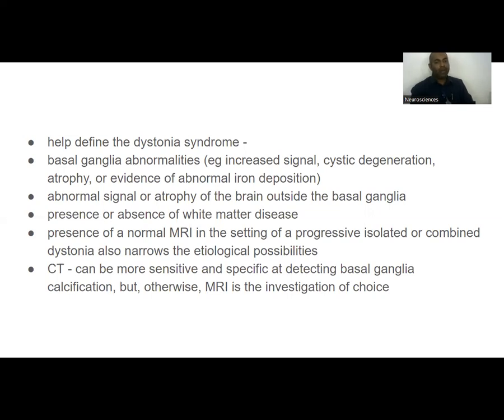A normal MRI in the presence of a progressive dystonia is possible. Most of the primary dystonias, DYT1 for example, all have a normal MRI. CT can be more sensitive in detecting basal ganglia calcifications.